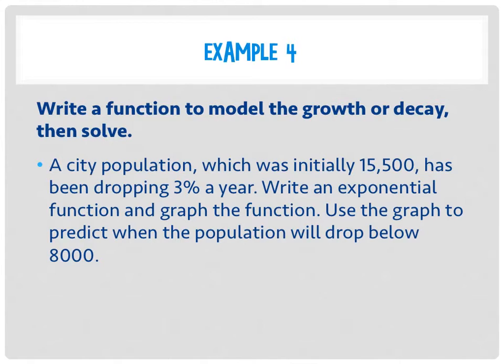So this graph, when I graph it, should fall as I move to the right. Write an exponential function and then graph the function and use the graph to predict when the population will drop below 8,000. So see if you can come up with your function on your own. Remember, we need initial, and then we need the rate of change. And we need to know if that rate of change is positive or negative. So this would be what? Negative. Good.